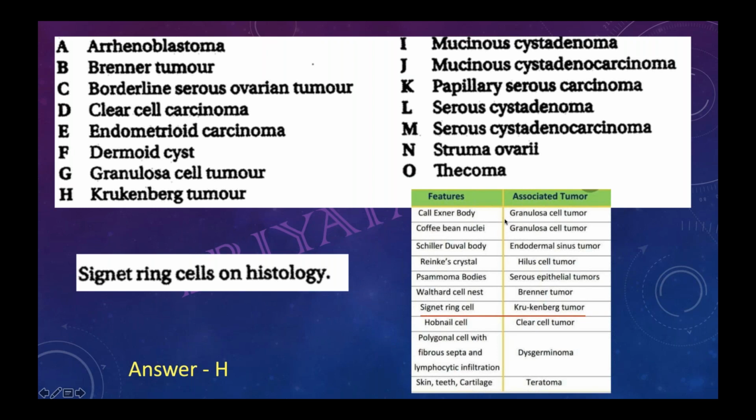This is just a summary. In granulosa cell tumor, Call-Exner bodies or coffee bean nuclei are present. In endodermal sinus tumor, Schiller-Duval bodies are there. In hilus cell tumor, Reinke crystals are there. In serous epithelial tumor, psammoma bodies are there. In Brenner tumor, Walthard cell rests are there. In Krukenberg, signet ring cells are there. In clear cell tumor, hobnail cells are there. In dysgerminoma, lymphocytes are there. Teratoma has many things. This will help you in answering.